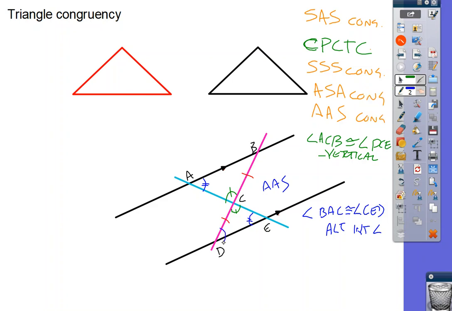And I could have said that this angle here, I wanted orange. This angle here is congruent to this angle here, also using alternate interior angles, and then that way I would have angle, side, angle congruency, and that would work as well. All right, so that is what I have for you in triangle congruencies. There is one more dealing with right angles, which I'm not going to get into right now. All right.